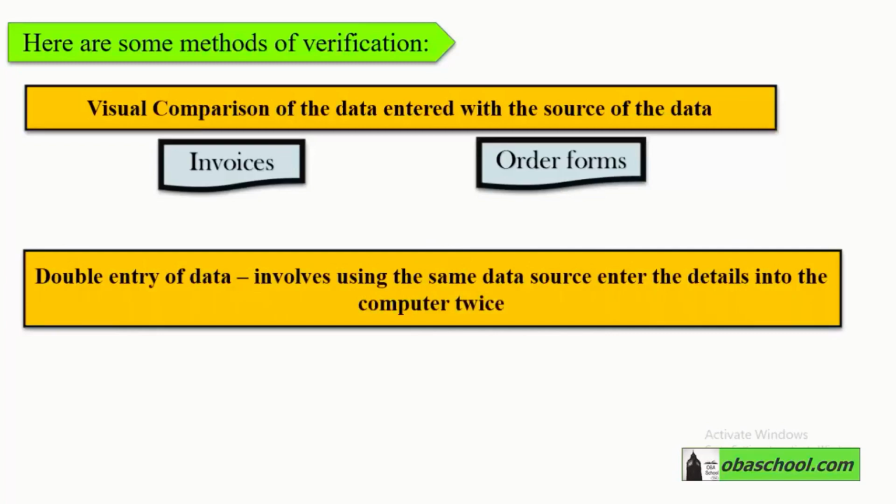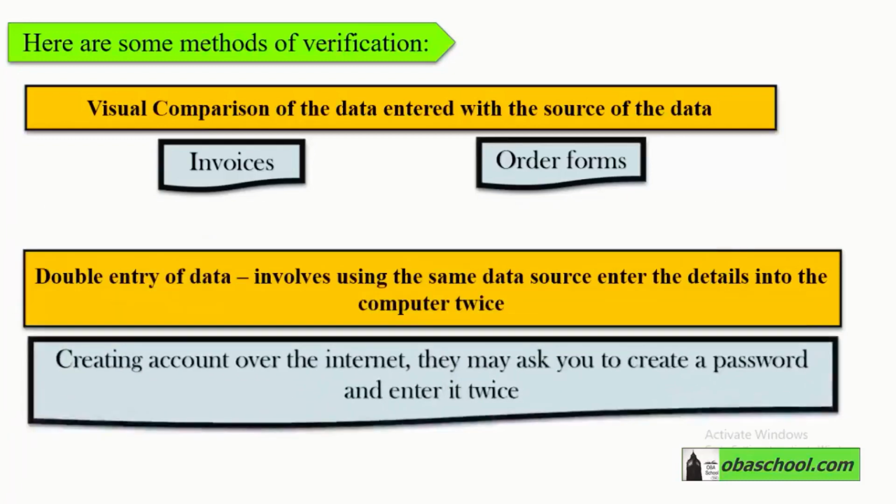Second of all, we have double entry of data, which involves using the same data source to enter the details into the computer twice. So sometimes the data is entered 2 times. And why is that? To make sure that the data entered is 100% correct and matches the data they have. For example, creating an account over the internet. They may ask you to create a password and enter it twice, for them to make sure that the password entered is 100% correct and matches the original one.